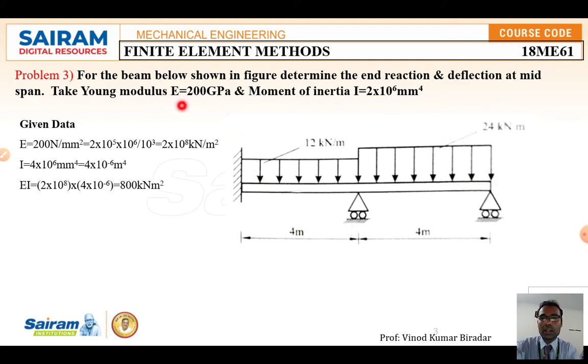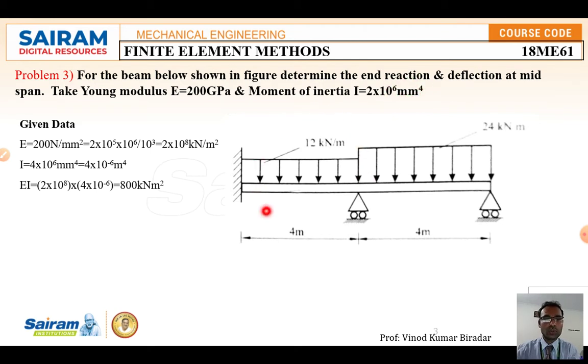Read the question first for problem number 3. For the beam shown in the figure, determine the end reactions. So you have to calculate the end reactions here, and the deflection at midpoint, mid span. It is a little bit lengthy problem, as they are asking for both reactions and the maximum deflection at mid span. Take Young's modulus E equal to 200 gigapascal and moment of inertia I equal to 2 into 10 to the power of 6 mm to the power of 4.